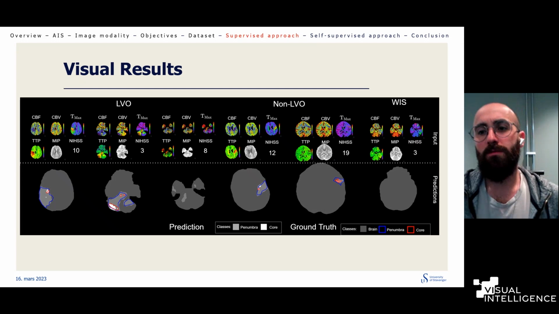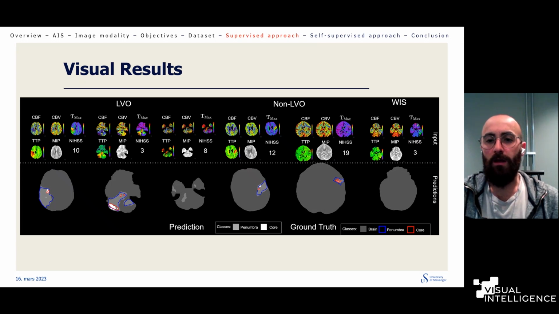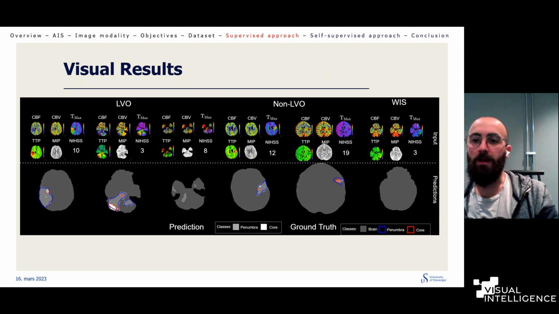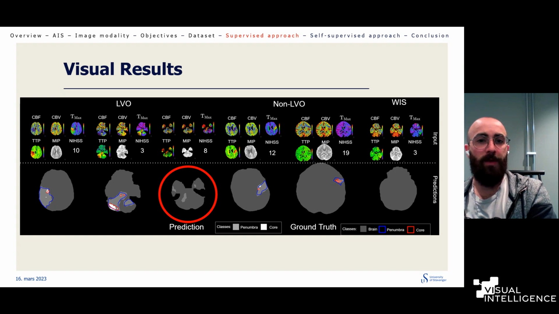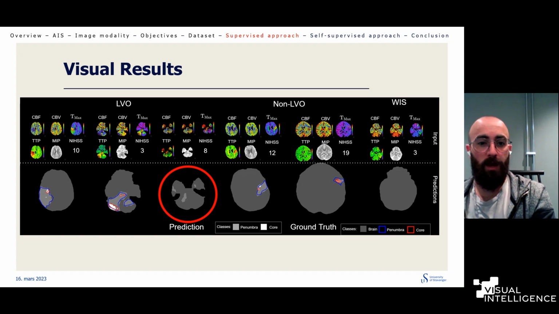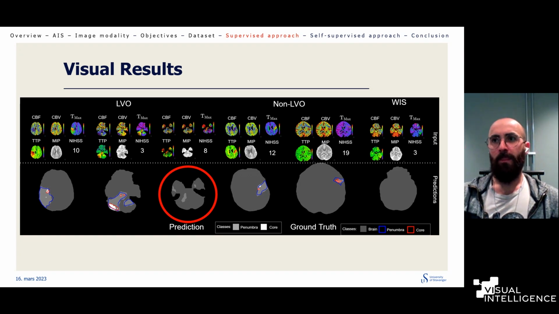Visually, the results look good. The predictions are in light gray and white, while the ground truth, as denoted by the neuroradiologists, is in blue and red. So you can see the results are pretty good, but they're not perfect, because as you can see here, there are some false positive predictions based on the parametric maps. We think it's because of how the parametric maps have been defined, and there might be some problems during the creation of the parametric maps.